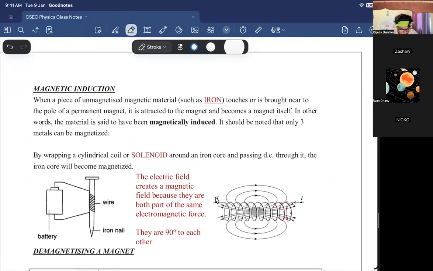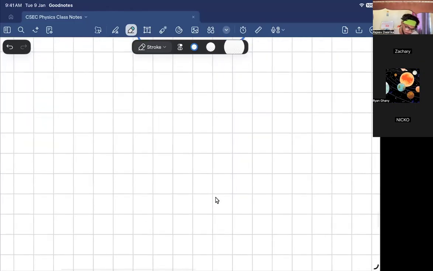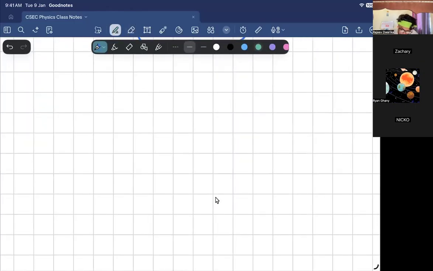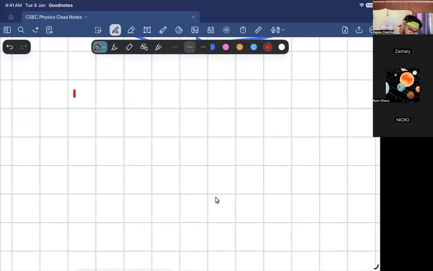Nice. So we understand that. Now let me explain something to you guys. Let's talk about making an electrical magnet.